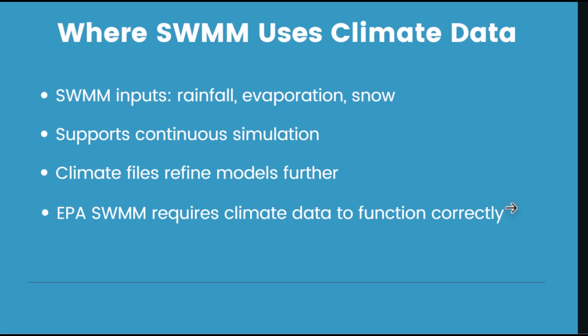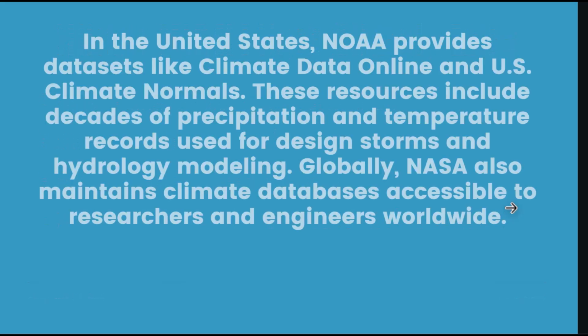So how does SWMM use climate data? EPA SWMM requires climate data to function correctly. Rainfall time series drive simulations, evaporation helps with continuous water balance, and snowmelt routines rely on temperature. Advanced options let SWMM read climate files for evaporation and wind speed. This allows engineers to replicate local conditions and improve accuracy.